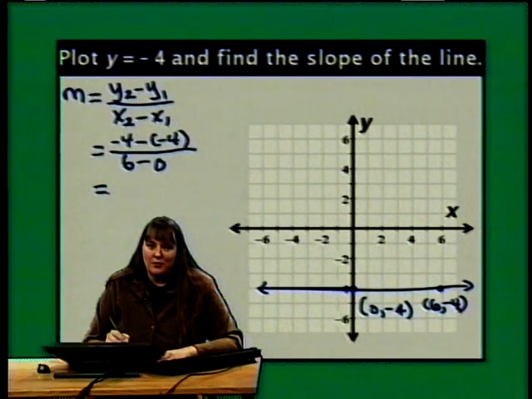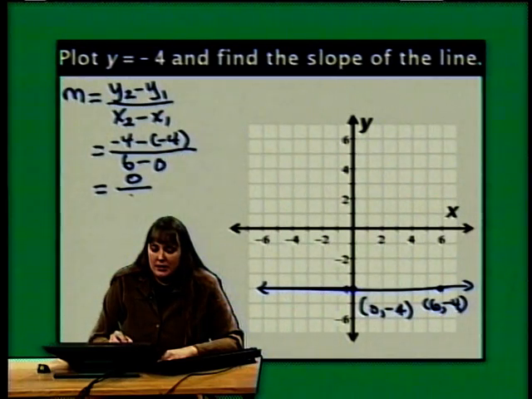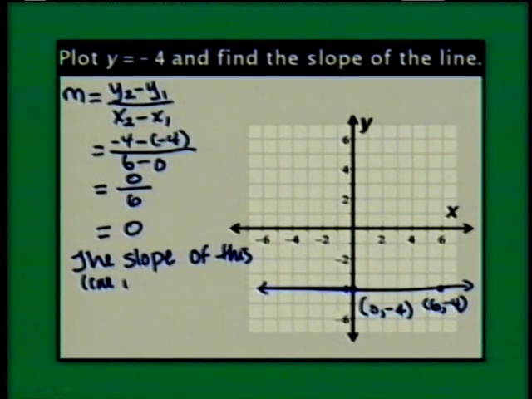-4 minus -4 is the same thing as -4 plus 4. That's 0. 6 minus 0 is 6. 0 divided by 6 is 0. The slope of this line is 0. In fact, we have talked in previous lessons about the fact that all horizontal lines have a slope of 0. The second coordinate in a horizontal line is always the same, in this case, -4. When we subtract the second coordinates, one from the other, we're always going to get 0 in the numerator of our slope formula.